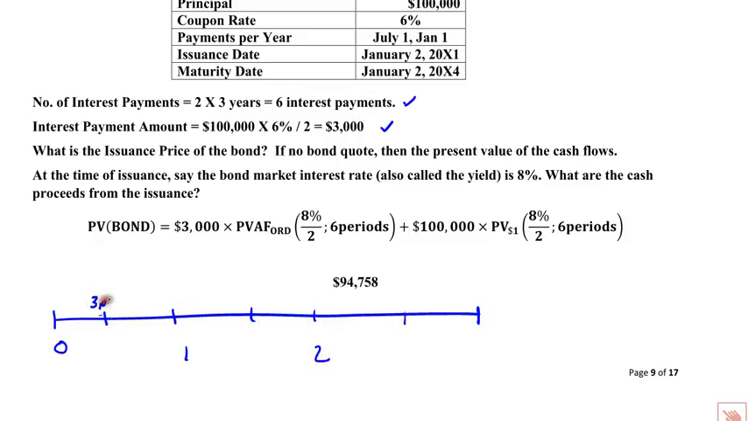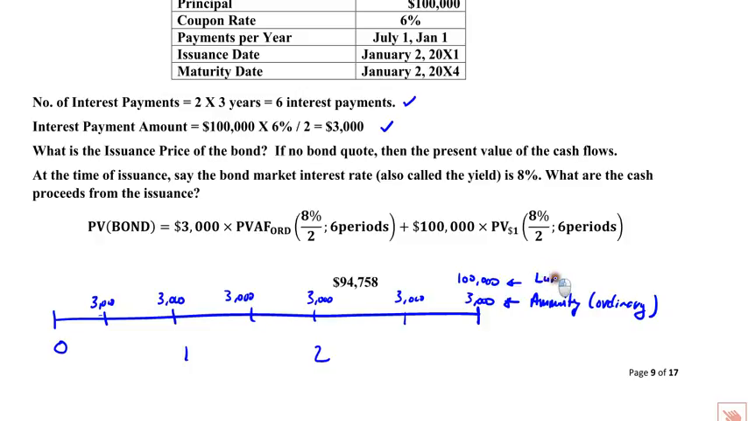So the timeline is 3,000, 3,000, 3,000, 3,000, 3,000, 3,000, and then also 100,000. Why do we keep it separate? Because we're going to present value the ordinary annuity, and we're going to present value the lump sum and add them together.